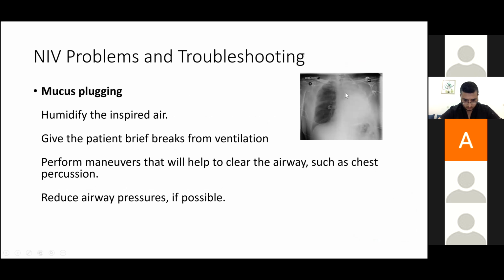Mucus plugging, if the patient is having lots of thick secretions and they have mucus plugging, again, humidify the air that you give to the patient, give the patient some breaks from the ventilation, perform maneuvers like chest percussion and chest physiotherapy to clear the airways. And again, reducing the pressure might help because that will make it easier for the patient to cough up the secretions.